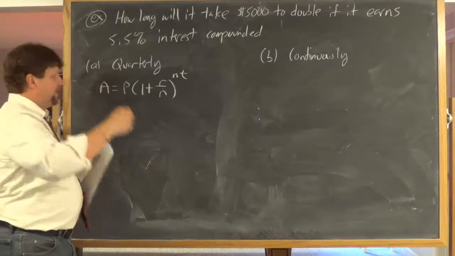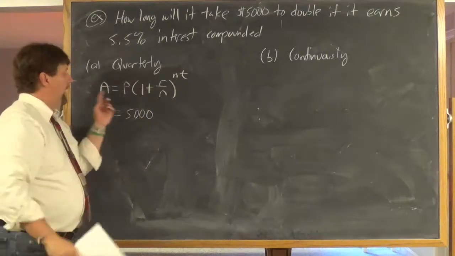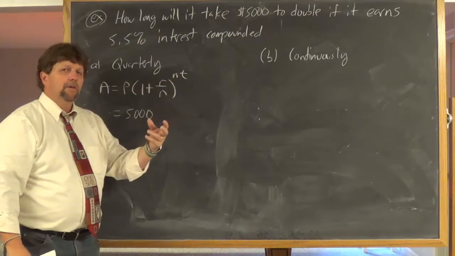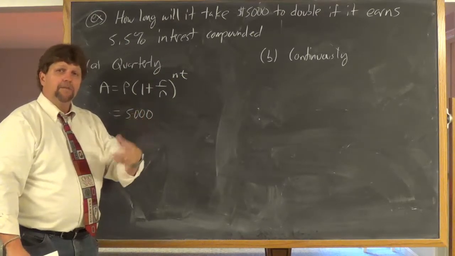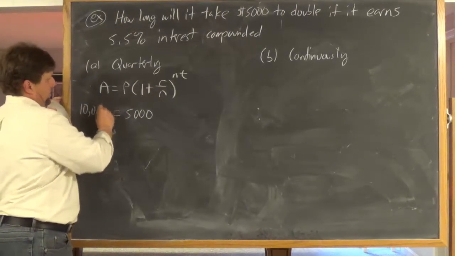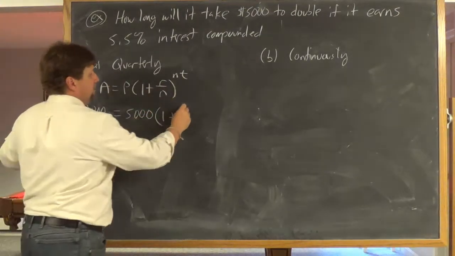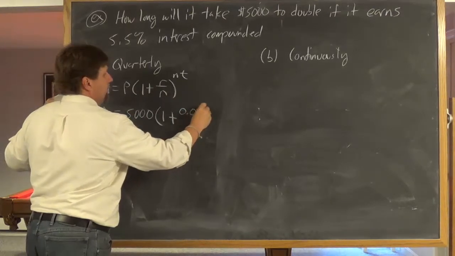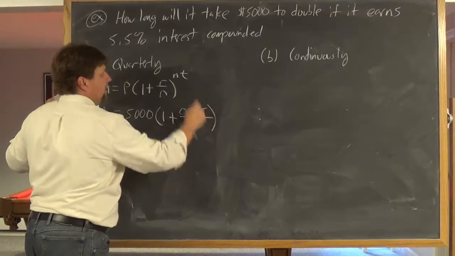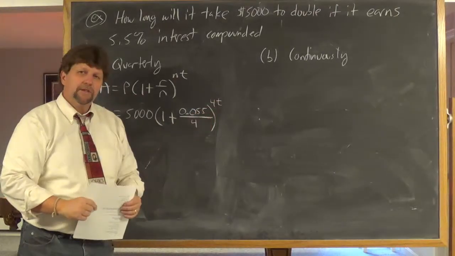So the 5,000, that's the principal, so 5,000 comes in for P. You also know what A is. How long will it take $5,000 to double? Well, that means how long till it becomes $10,000. So the A is 10,000. And you know 1 is 1. The interest rate, remember, put it in as a decimal. So it's 0.055. Compounded quarterly, so n is 4. And we don't know what t is. That's what we're trying to solve for.